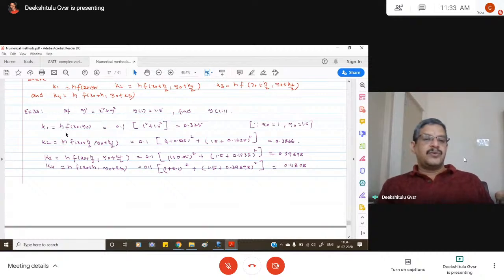So k1 is equal to h into f of x0, y0. So x0 is 1, y0 is 1.5. If you substitute here, 1 square plus 1.5 square into h, which is 0.1. Why is h 0.1? Because in the condition it is given as y at 1, and what is asked is y at 1.1. So h you can take as 0.1. So k1 is equal to h into f of x0, y0, and this is what we get, 0.325.